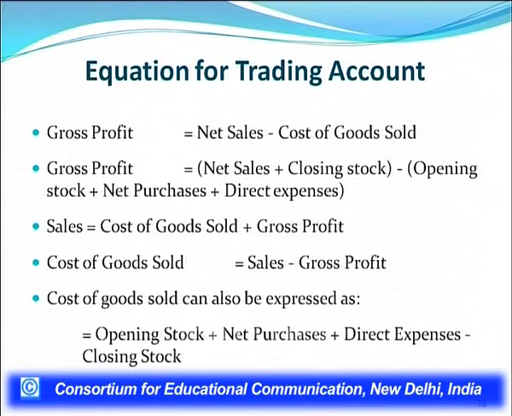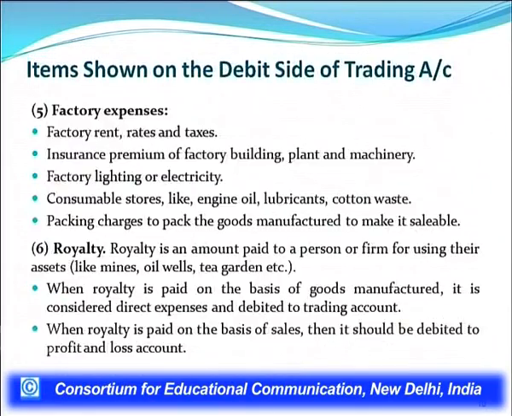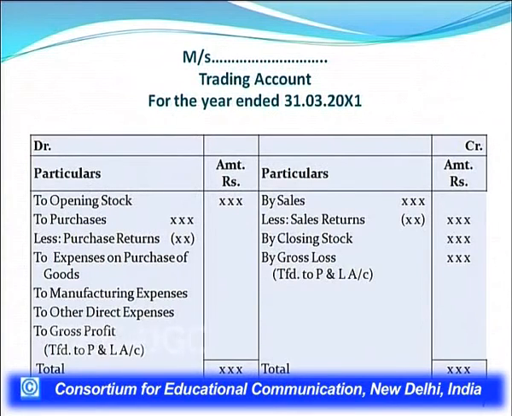So, when goods are sold at more than their cost, the difference is the gross profit. This is one way to calculate gross profit, and another way is to follow the trading account format. In the trading account format, you see on the credit side sales and closing stock.